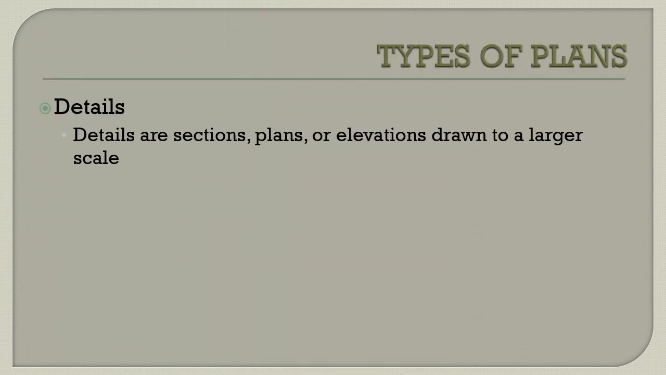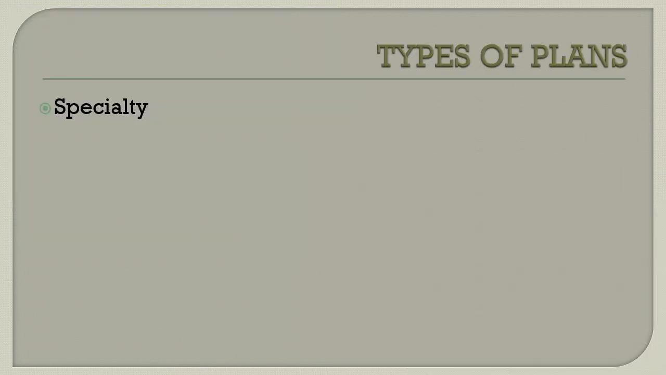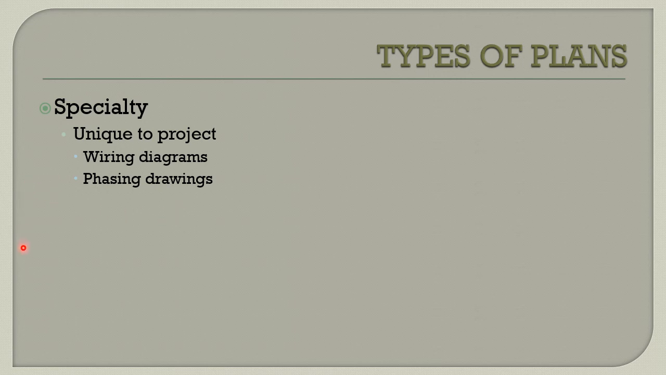And details might be sections, they might be plans, they might be elevations, but they are drawn to a larger scale so you can see the very close-up of it. And here are some examples of sections, again drawn to bigger scales so you can see the details. And then specialty drawings. Specialty drawings are those that don't fall into the previous categories, and they can be unique to the project. They might be wiring diagrams, they might be phasing drawings. Build this portion first, then build before you build something else. In a highway project, for example, it might show the detour routes.